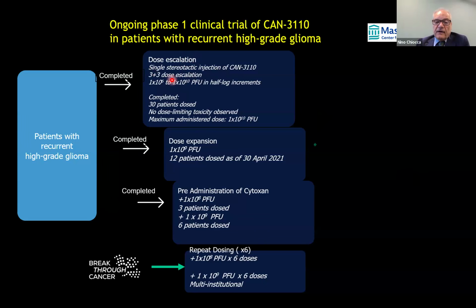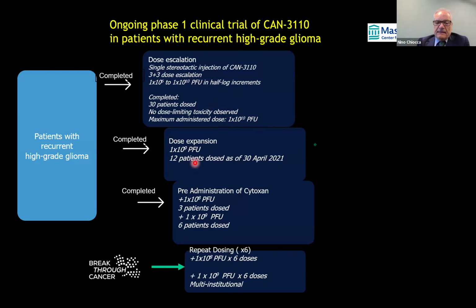We started out at a very low dose of virus, 10 to the 6 viruses, 1 million viruses. Again, the FDA wanted us to really go slow to make sure that we didn't get toxicity. And basically we went from 10 to the 6 low dose and increased it by half a log all the way to 10 to the 10th. Interestingly, we saw that this was highly well tolerated. We dosed 30 patients. We did not see any evidence of dose-limiting toxicity. We didn't see encephalitis, lethality like we had seen in the mice. And so the maximum administered dose was 10 to the 10th. So this was a single site tumor injection, one time point.